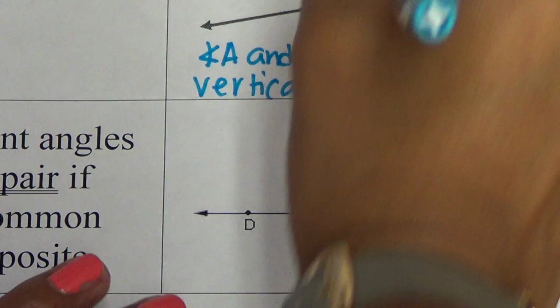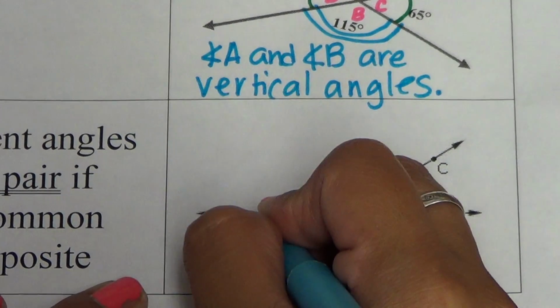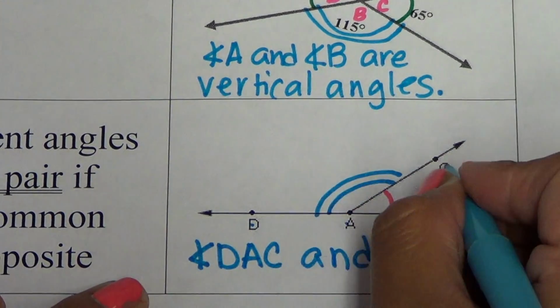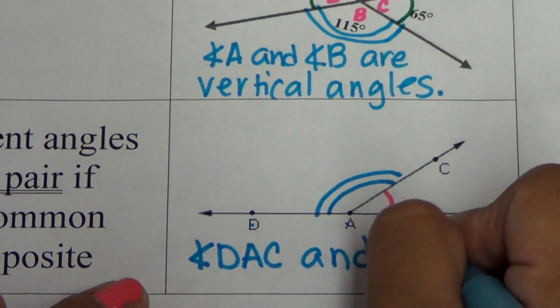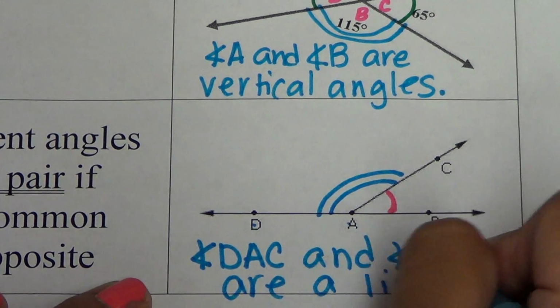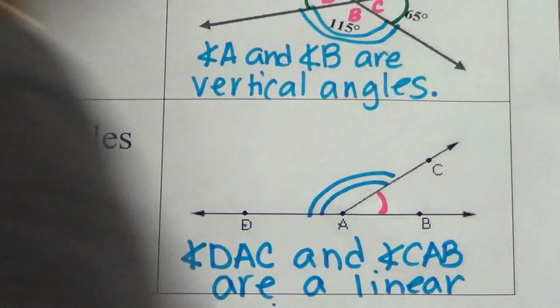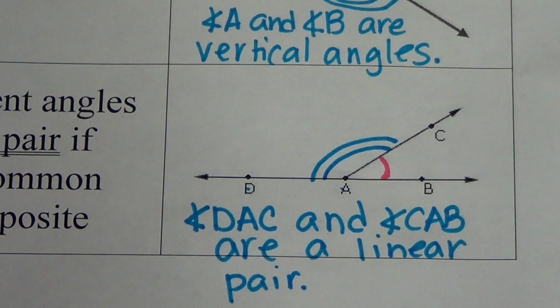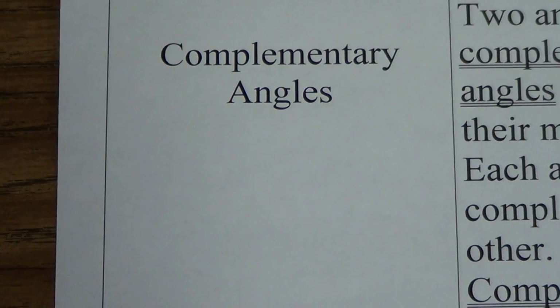So we can actually write angle DAC and angle CAB are a linear pair. And if I were to add up their angle measures, it would add up to 180 degrees. All right, we have two more words we're going to be looking at here. Our next word is complementary angles. Okay, so let's take a look at what that is.